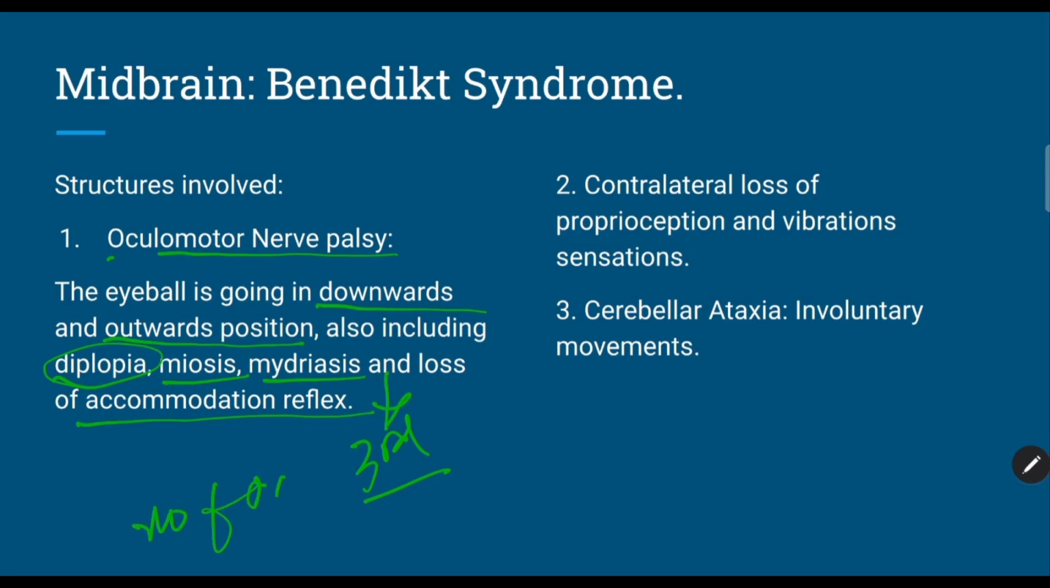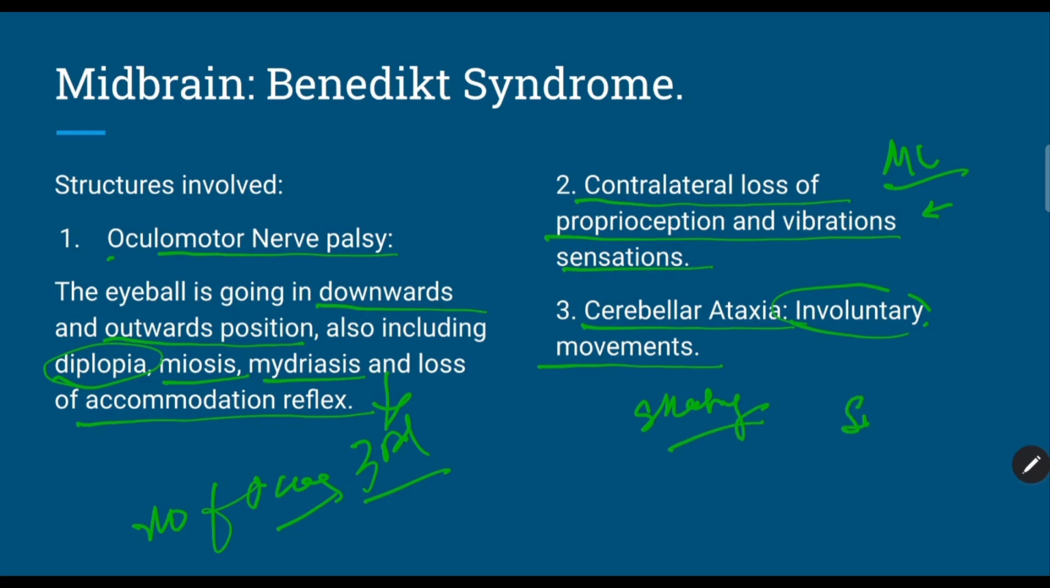Next, contralateral loss of proprioception and vibration sensation. Why is that? The medial lemniscus, carrying those sensory signals, gets knocked out before crossing, so the opposite side feels it. Finally, cerebellar ataxia. Think of it this way, it is involuntary movements and shaky coordination. This ties to damage in cerebellar pathways as well, like the superior cerebellar peduncle, disrupting motor planning. Step 1 loves these triads. Eye issues, sensory loss, ataxia. So connect the lesion to the midbrain tegmentum and posterior circulation and you're all set.